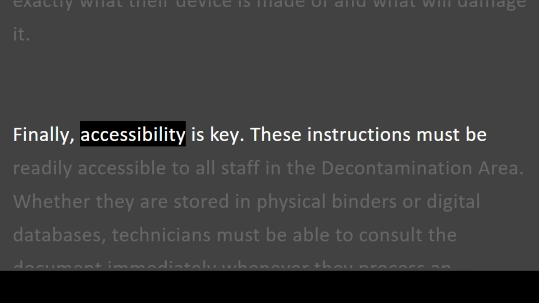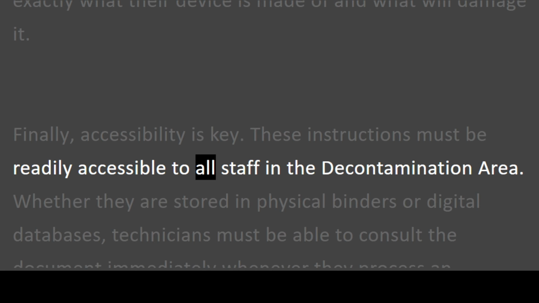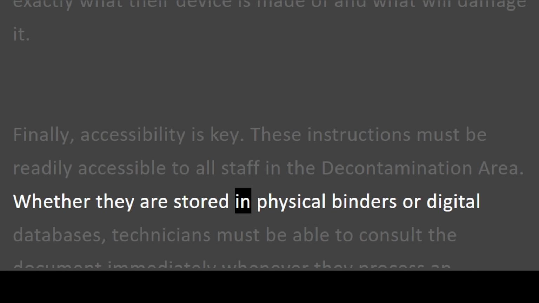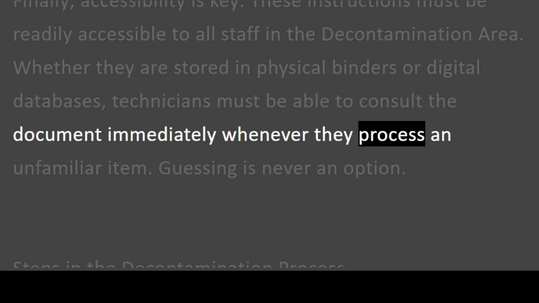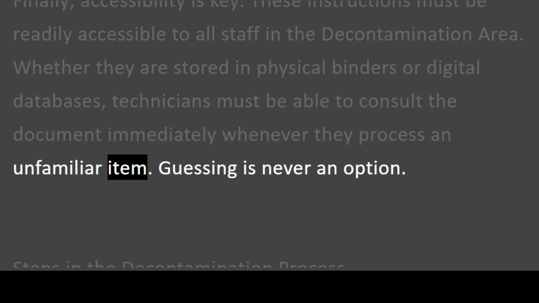Finally, accessibility is key. These instructions must be readily accessible to all staff in the decontamination area. Whether they are stored in physical binders or digital databases, technicians must be able to consult the document immediately whenever they process an unfamiliar item. Guessing is never an option.